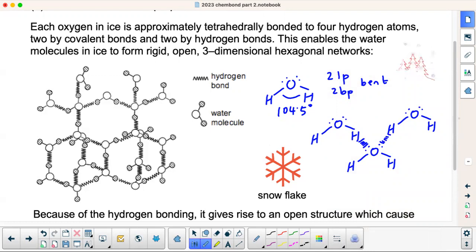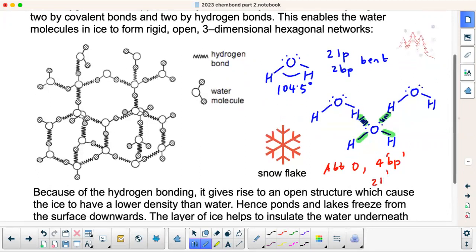Now if you look at the O, there are two very strong hydrogen bonds and two covalent bonds. So the O now actually has 4 bond pairs. I'll put a bracket. This 4 bond pairs is actually considered as 2 bond pairs and 2 hydrogen bonds. This hydrogen bond is almost like a bond pair already. The hydrogen bond is so strong, it functions like a bond pair.